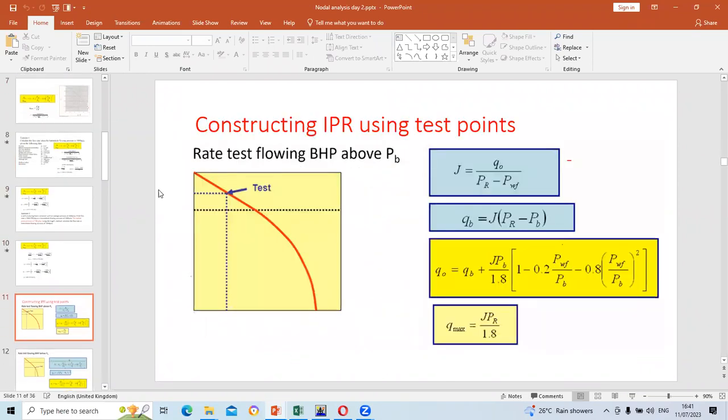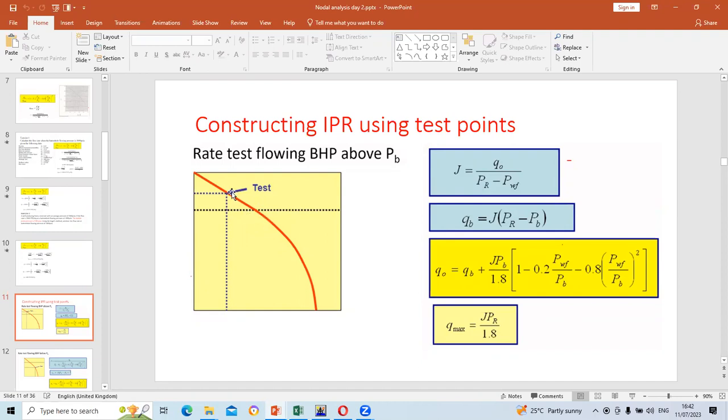So what will happen now is, in order to construct the IPR, they have to do what we call testing. They have to use a test point. That means they just measure a particular flow rate and the bottom hole flowing pressure. Just that one value alone is enough to generate the IPR.